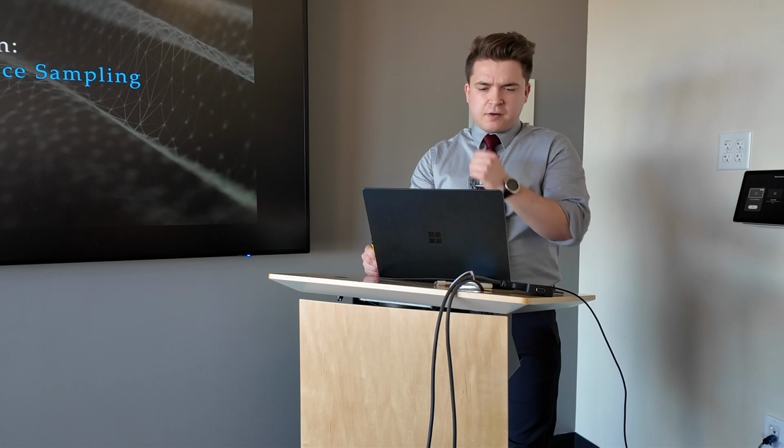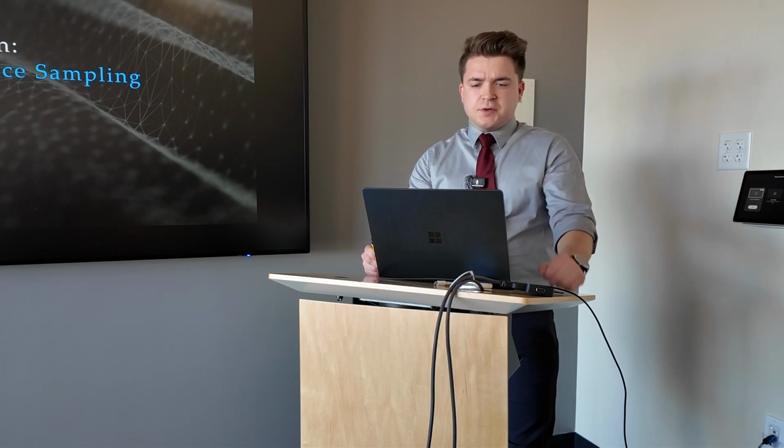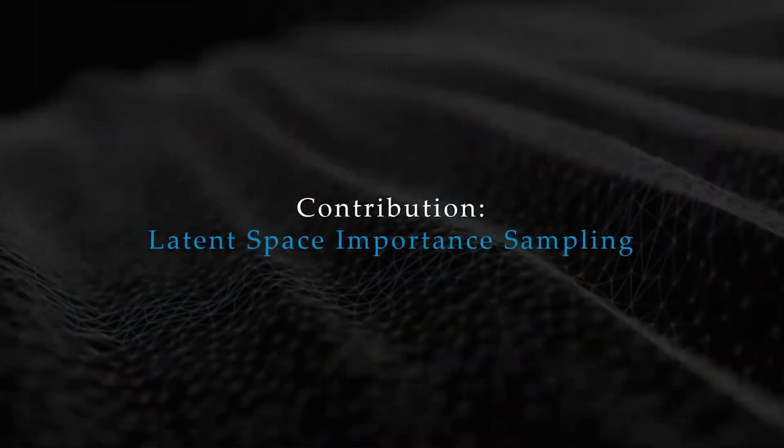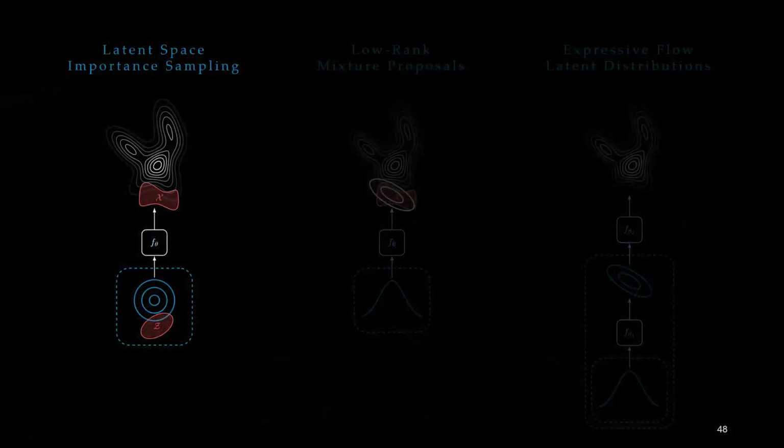And with that, I think we're about ready to jump into the first contribution here, which is called latent space importance sampling. And so again, the idea here is we're going to be doing this importance sampling task, but instead of performing it in the data space, we're actually going to map our regions backwards through an invertible normalizing flow, and we're going to solve this task in the more regularized isotropic latent space of that flow model.